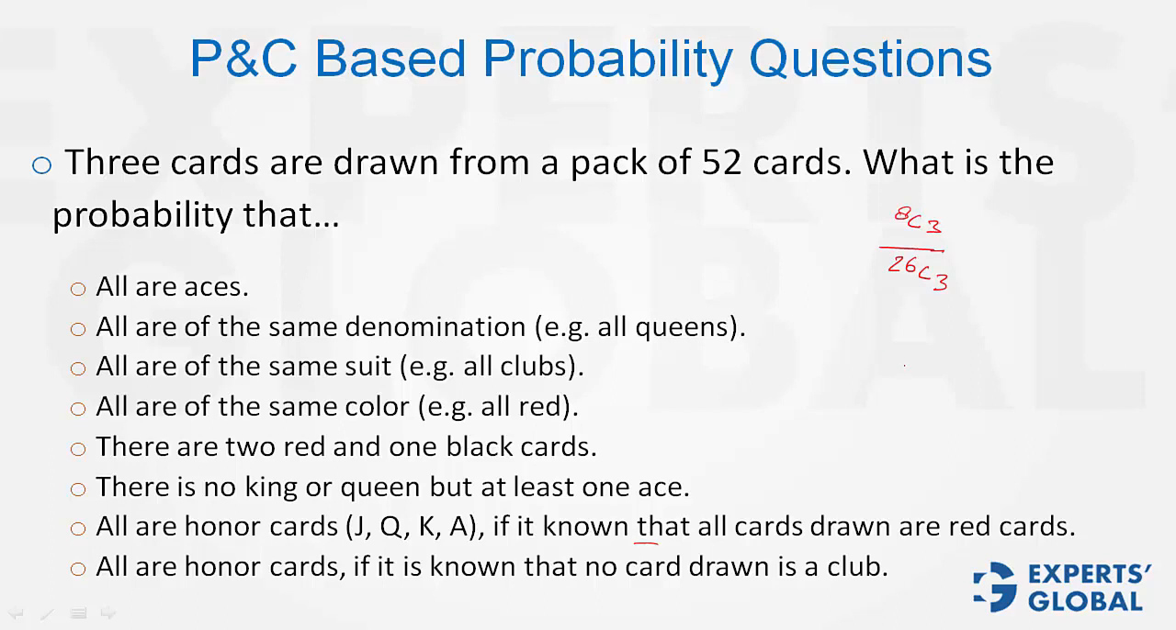It is known that no card drawn is club. So that means the drawn cards are out of the other 39. 13 clubs have been removed. 39C3 is the sample space. Now favorable cases, out of these 39 cards, 12 are honor cards. Remember, the 4 club honor cards should not be included. 12 honor cards, and out of these 12, 3 can be selected in 12C3 ways. So the last answer is 12C3 upon 39C3.